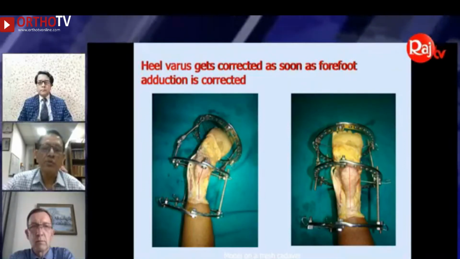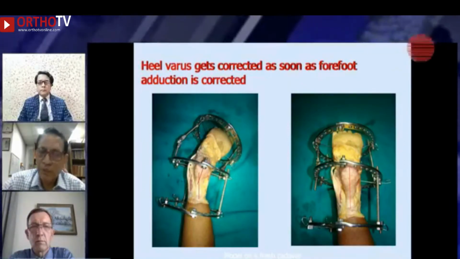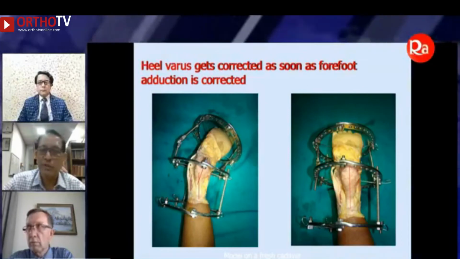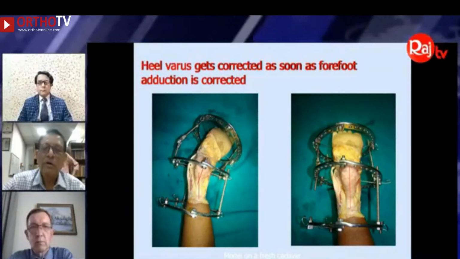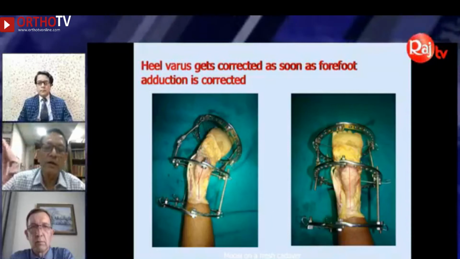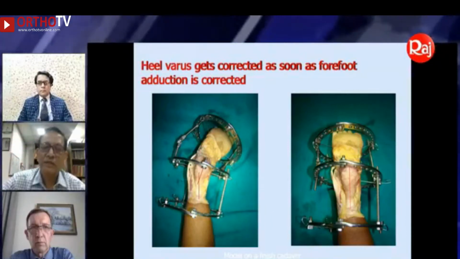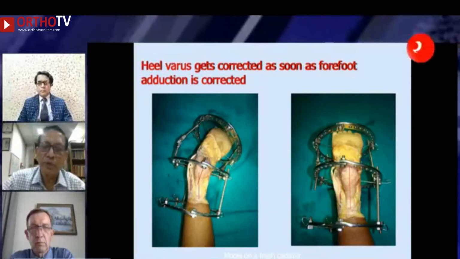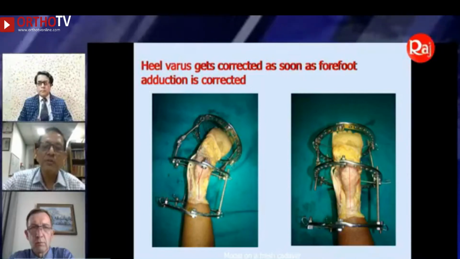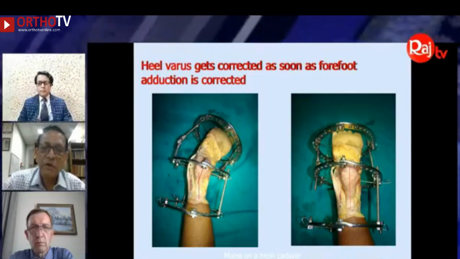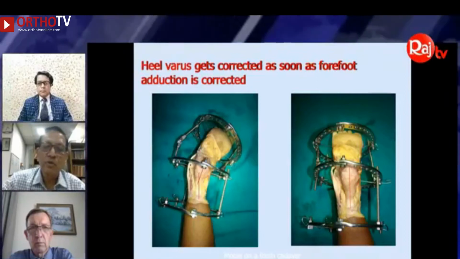Until and unless you do the supination, the head will not accommodate that. The navicular will not accommodate the head of the talus. So when we do the supination, after that we try to abduct the forefoot. You can see there. So what happens?